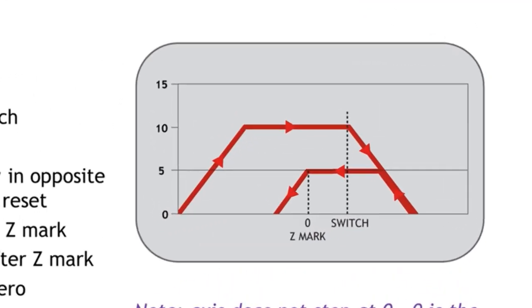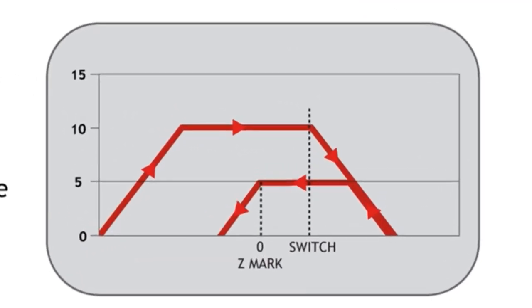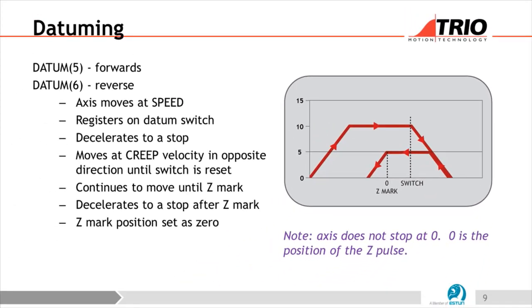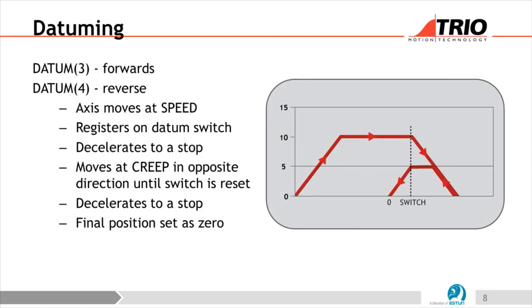So in this one, the axis moves at speed, registers on the datum switch, decelerates to stop, but then continues to move until the Z mark, then decelerates to stop after the Z mark. What's the difference between datum 1, 3 and 5? In this case, in this one, it doesn't actually see the Z mark, right?